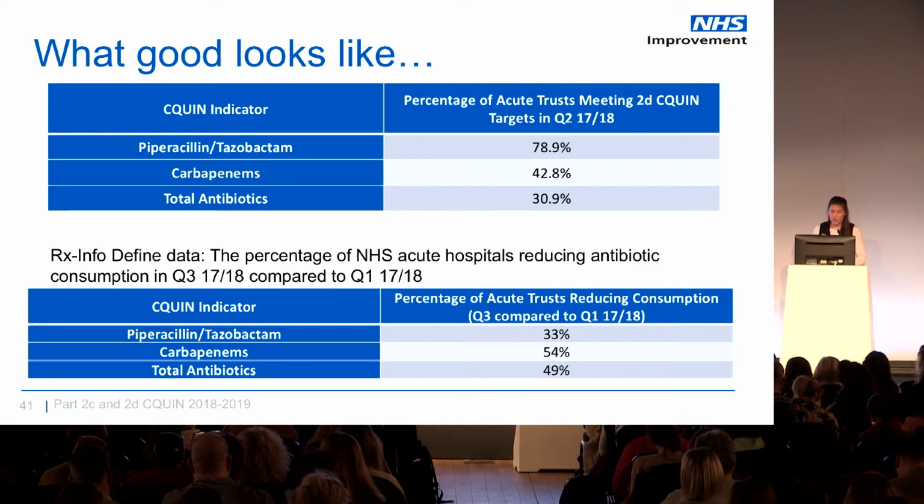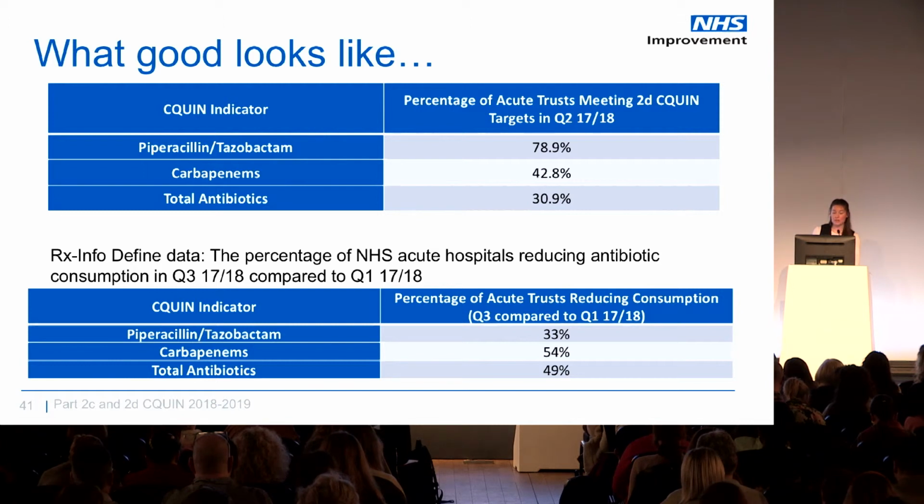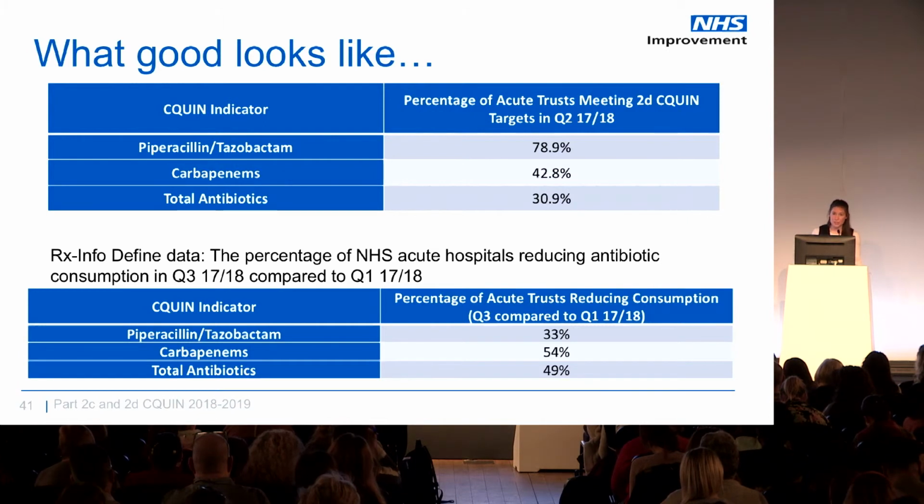So what does good look like? Well, the majority of hospitals are continuing to reduce their antibiotic consumption during 17-18 for all three parts of the CQUIN, so piperacillin tazobactam, carbapenems, and total antibiotics, which is great to see. Despite the difficulties with winter pressures, increased admissions, and reduced staffing levels, they are continuing to meet all three parts of the CQUIN.